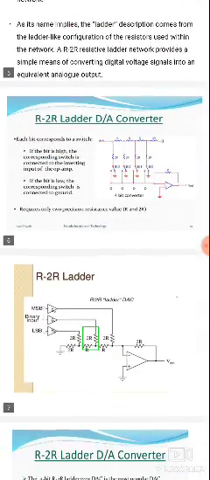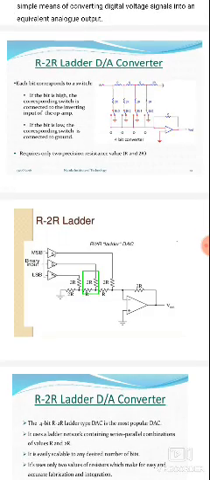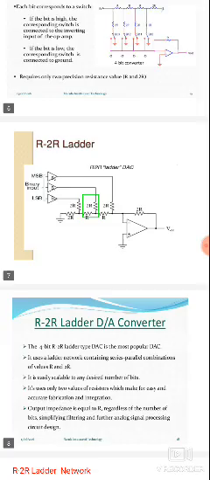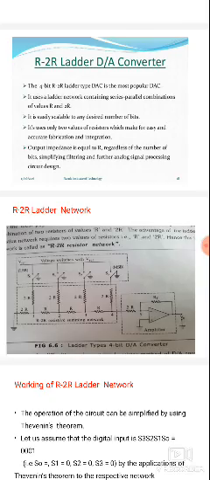The R and 2R resistors are arranged in a resistive ladder network, that is, arranged in a ladder shape, and the output is given to the op amp. If the bit is high, the output is connected to the op amp; otherwise, if the bit is low, the output is connected to ground. This is the R-2R ladder network.